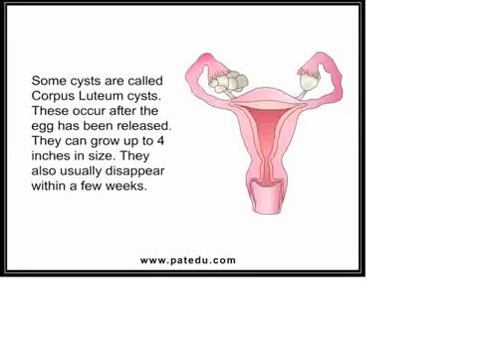Some cysts are called corpus luteum cysts. These occur after the egg has been released. They can grow up to 4 inches in size. They also usually disappear within a few weeks.